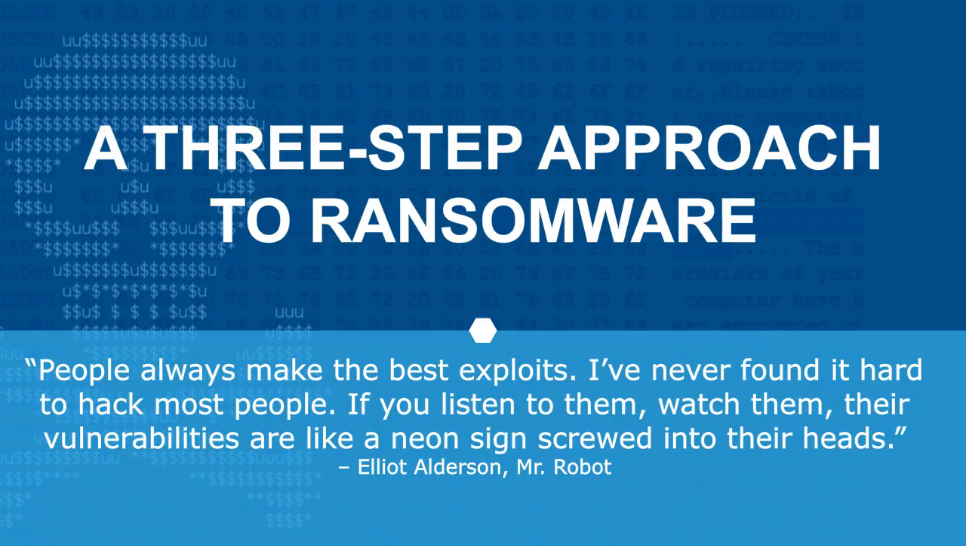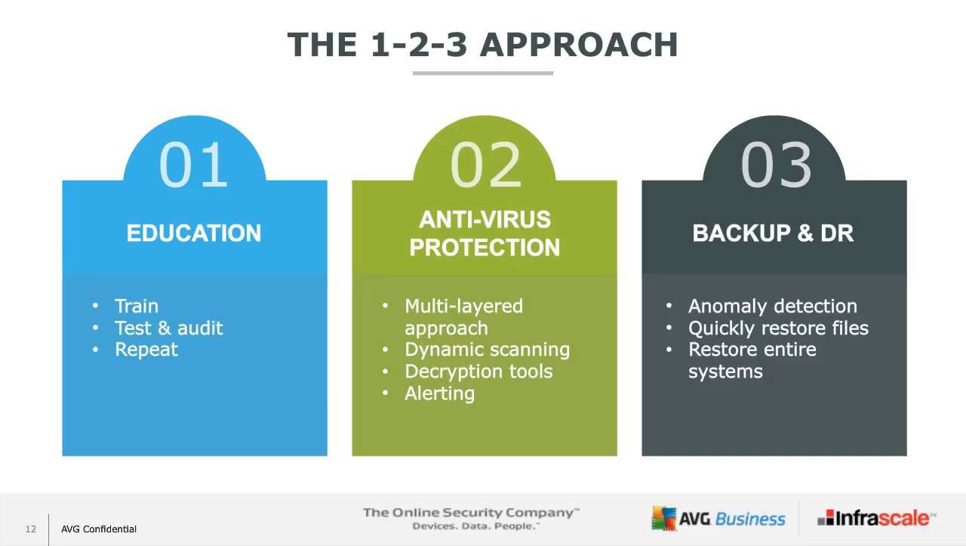So what do we do about all this? AVG and Infrascale together recommend a three-step approach to protecting yourself against ransomware and being able to remediate. Step one is user education. The employees of your business and the employees of your customers' businesses are simultaneously your best line of defense and your weakest link. It's through their actions that businesses are going to be infected, and it's through their vigilance that you can very much help your clients not fall prey to ransomware attacks.